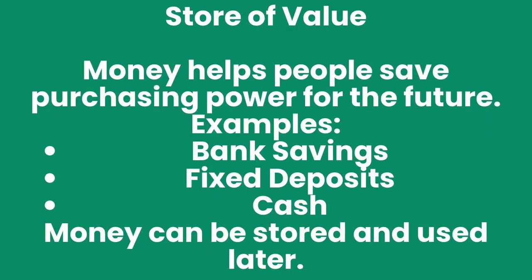Now let's discuss another important function of money, store of value. Imagine your parents receive their salary today. Do they spend the entire salary on the same day? Probably not. Some money is spent on groceries, some on electricity bills, some on school fees, but a part of the income is saved. Why? Because future needs are uncertain. Maybe your family wants to buy a car next year. Maybe they are saving for your higher education. Maybe they are preparing for an emergency. Money makes all of this possible because it can be stored.